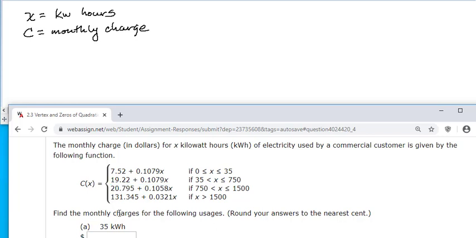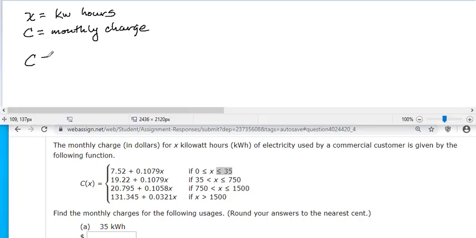So find the monthly charges for 35 kilowatt hours. The first step is to determine which one of these conditions is met. It meets the equals 35 condition, so I'm going to plug that into the top and find that my cost will be $7.52 plus 0.1079 times, plug in 35 for x. That's a total monthly charge of $11.2965. Rounded would be $11.30.